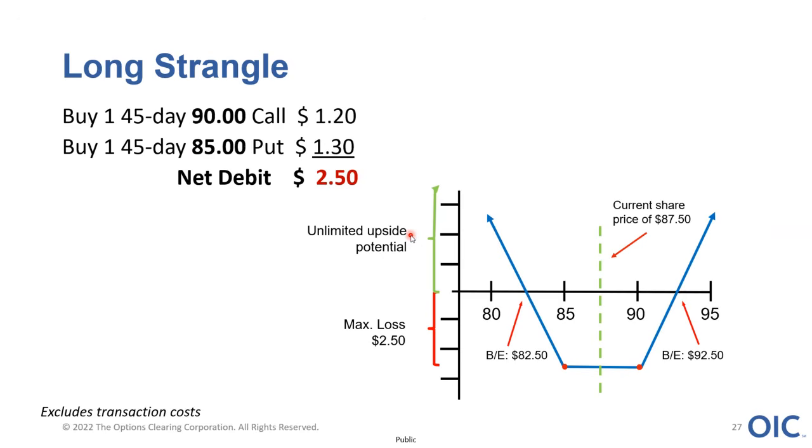You have unlimited upside potential to both sides, and you have a max loss. Again, if you're not trading anything against it, you have a max loss of what you paid for it, which is $2.50. So to the downside, your break even is going to be 82.5. That's your put strike minus what you paid for it. And to the upside, your break even is going to be 92.5, which is your call strike plus what you paid for it. So outside of 92.5 and 82.5, this strangle starts to make money.